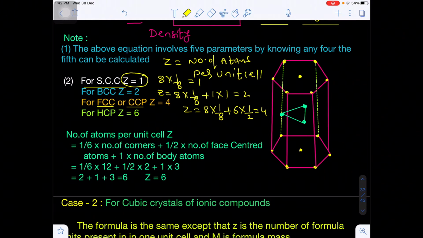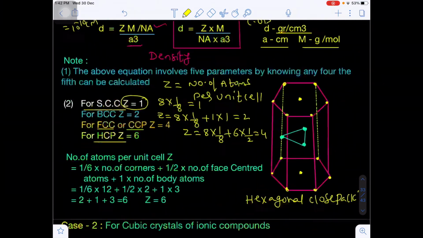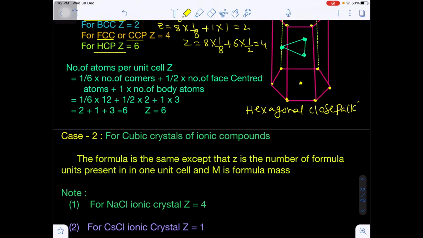And one more important unit cell which we are going to discuss here is the hexagonal close packing. What is the meaning of hexagonal close packing? In the next classes we will discuss close packing in crystalline solids. So this is hexagonal close packing. Simply we can represent it as HCP.